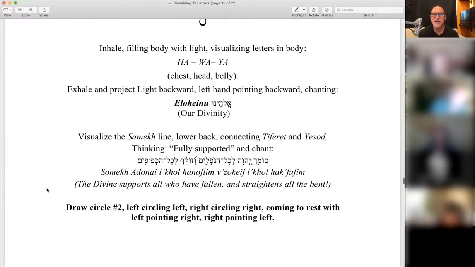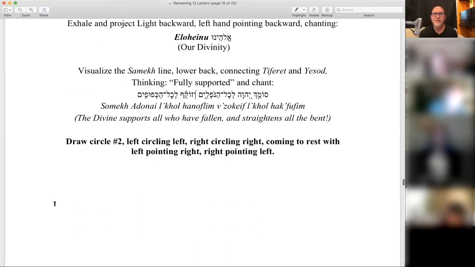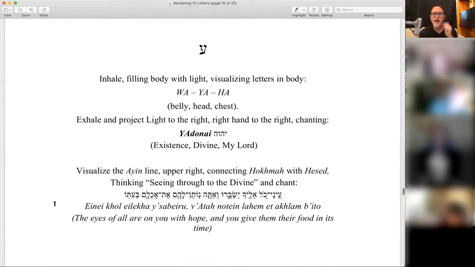Next is the Samech line. Samech is, this is what a Samech looks like up here. The Samech is opposite Mem, so it's behind you, connecting Tiferet and Yesod. Behind you, lower hip level, Tiferet to Yesod. Next we have Ayin. Ayin is on your right, horizontal, connecting Chokhmah and Chesed.